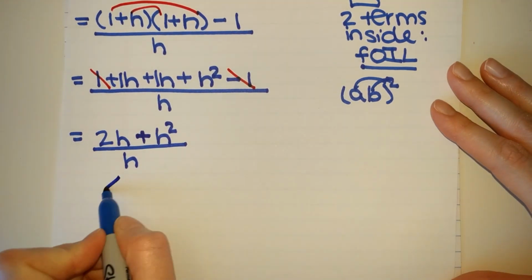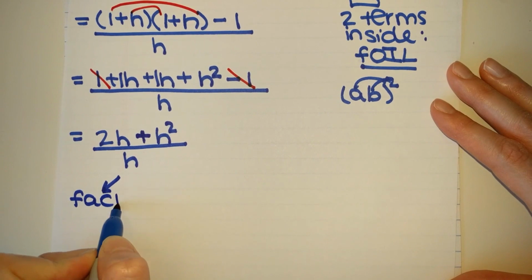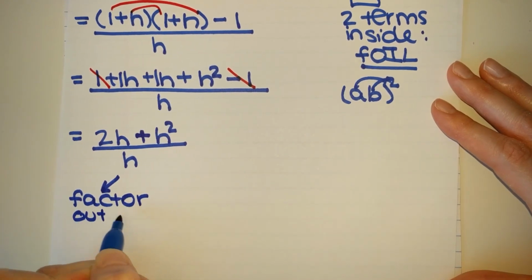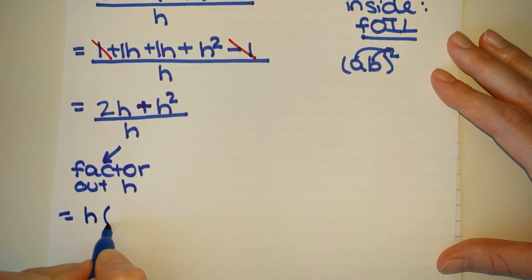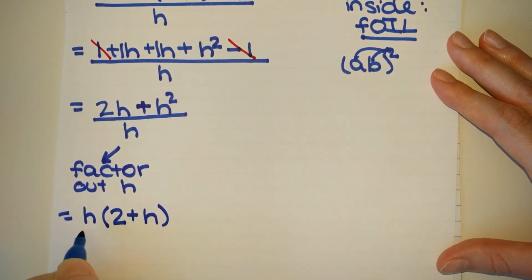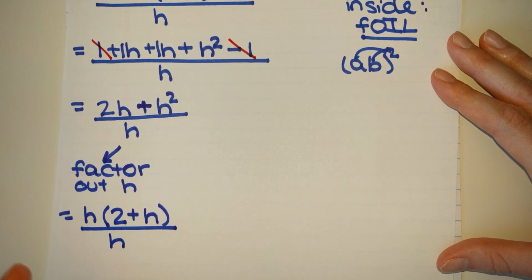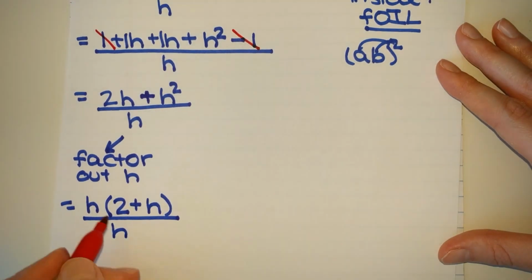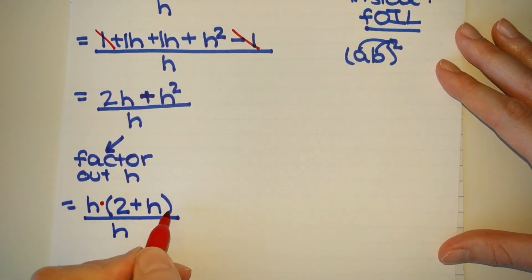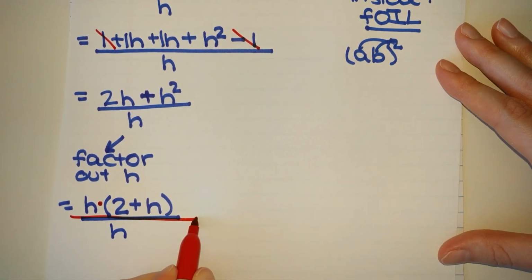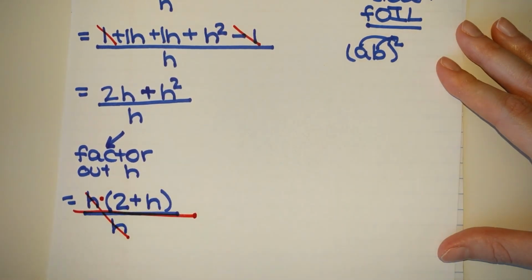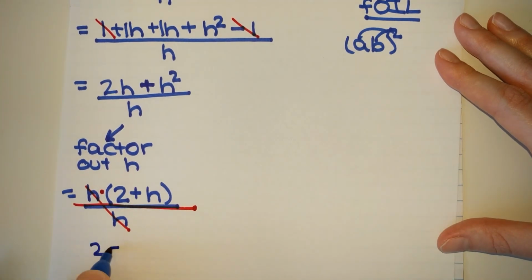What you could do is you could say that I'm going to factor out an h. So if I factor out the GCF of h here, I would have h times 2 plus h over h. Now, at that point, this h is being multiplied by 2 plus h, and that multiplication is going to be undone by division, so you can cross out the h's and say you are left with 2 plus h.